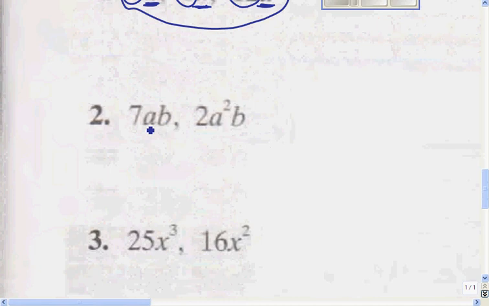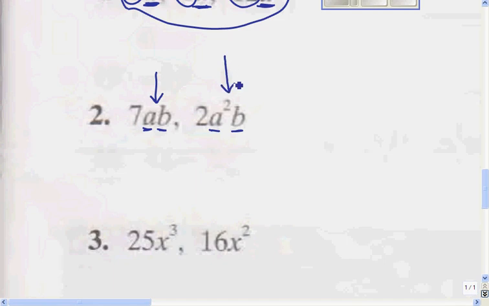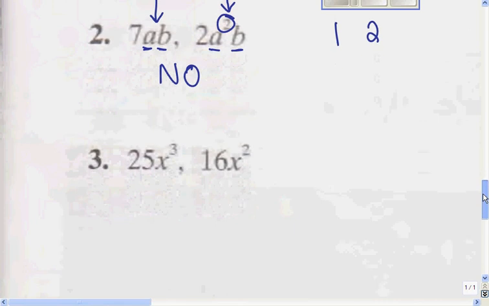These, however, are not like terms because they have the same variable, but they do not have the same exponent. This one has an exponent of 2, and this a variable has an exponent of 1. So these are not like terms. If they're not like terms, you don't circle them. You don't have to write anything. Here we have an x variable, the same variable, but again, different exponents. This is an exponent of 3. This is an exponent of 2.